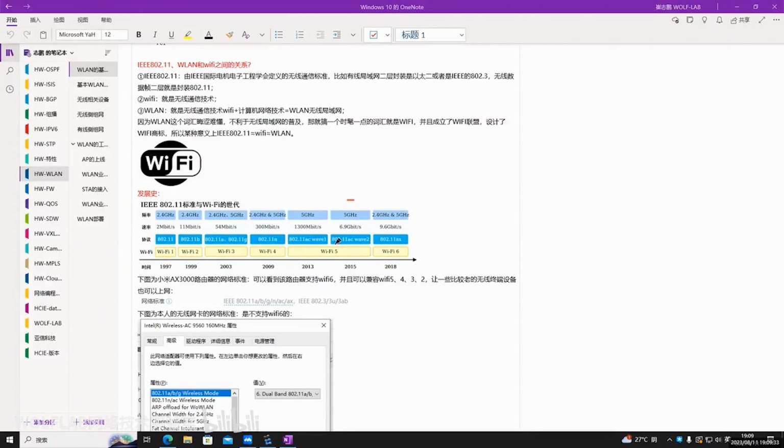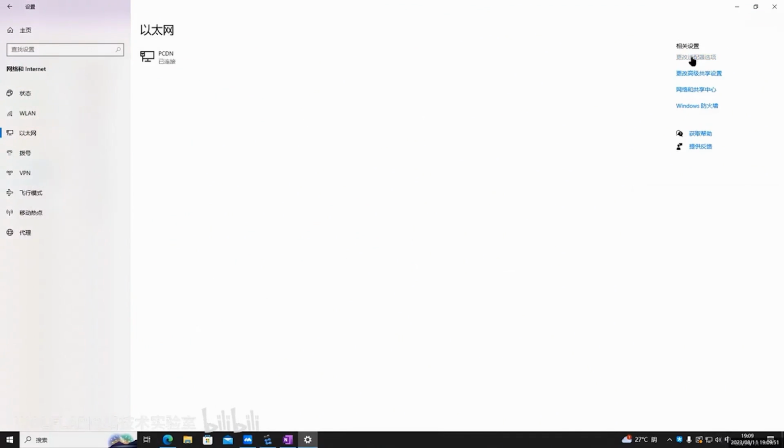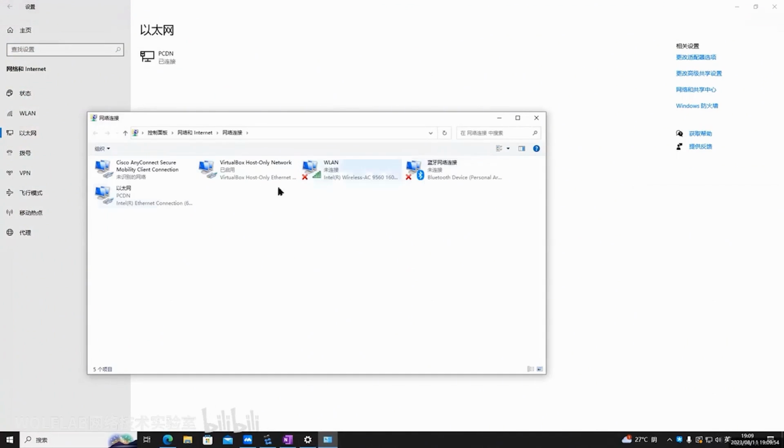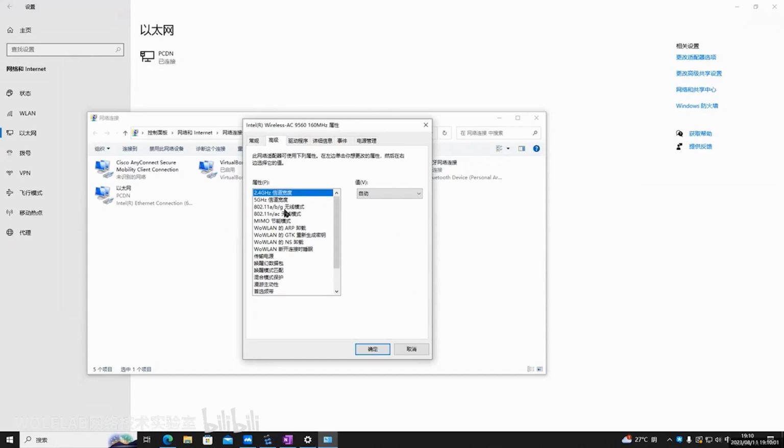Then let's also take a look at my wireless card. Now my wireless card should not be in use. Look at the properties. Advanced. Look, my wireless card supports 802.11 a/b/g/n and ac, with a maximum support for 802.11ac. This 802.11ac, you see, corresponds to Wi-Fi 5. My wireless card can only support up to Wi-Fi 5.